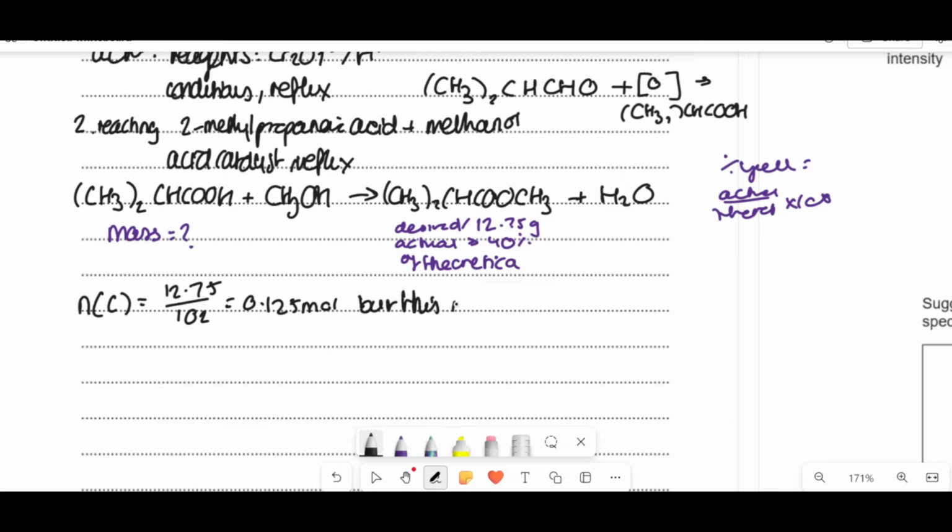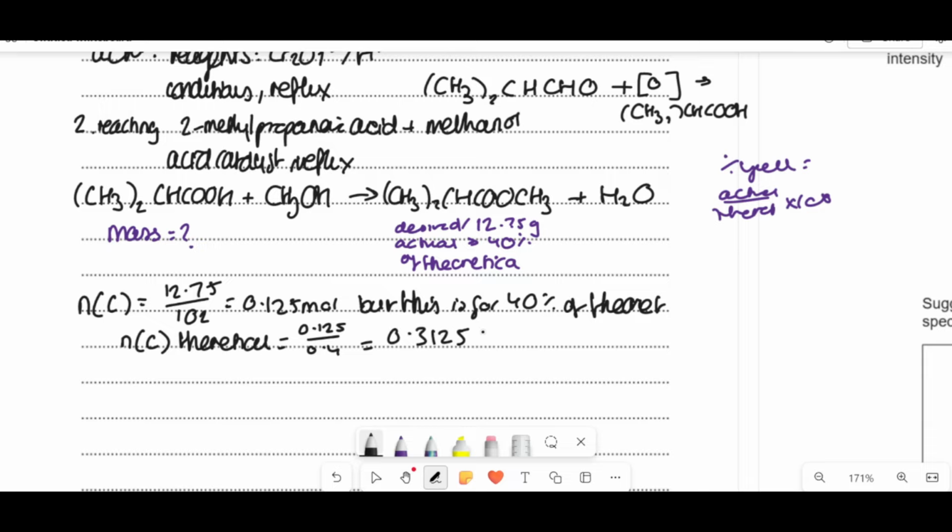But this is for 40%. Remember, the percentage yield is 40% of the theoretical, because that's what we're going to end up making, right? We're going to lose some or not make some. So in that sense, this is for our actual. We need to find out the moles of the theoretical C, which would just be you rearranging this, or you could just do 0.125 divided by 0.4, which is a decimal. Either way works. If I do that, I get 0.3125 moles.